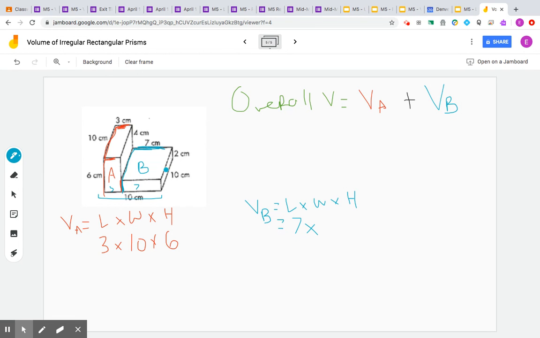I also see that the widths match. 10 is the width for B as well. And my height is listed off to the side as 2. You guys are going to be tasked right now with finding that overall volume using the equations we have set up and then adding both volumes together. You're then going to be asked, how would I split up a different rectangular prism?